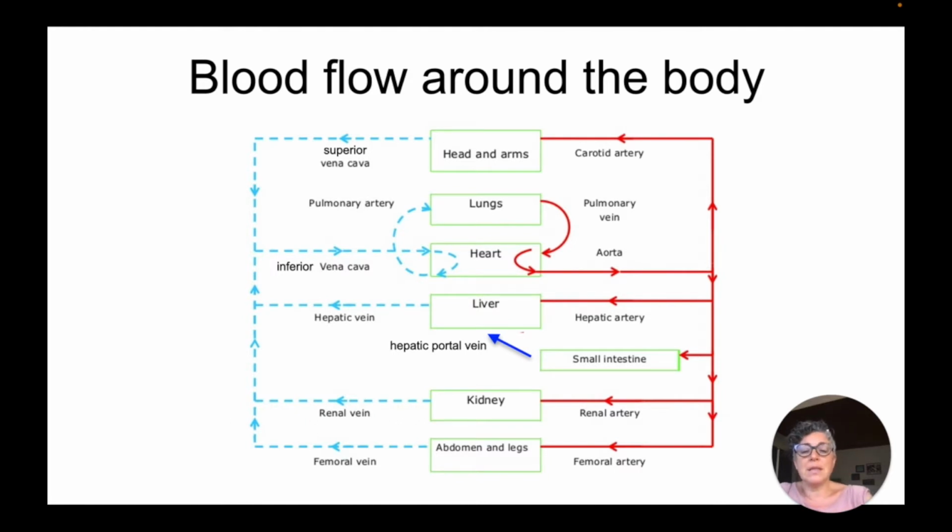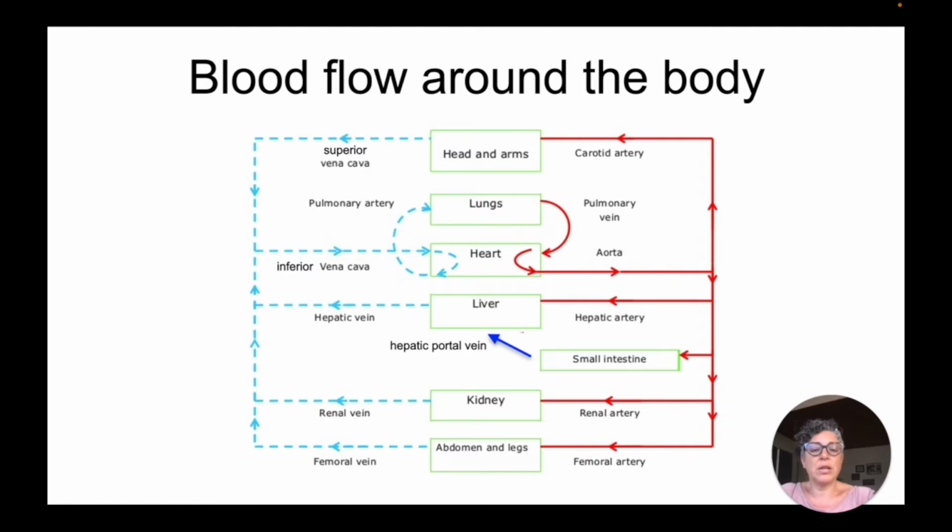So we can see that we have the vessels in blue to show deoxygenated blood is moving through those vessels, and we have the red, which is showing that oxygenated blood is moving through those vessels. So you can see that what would be considered the right side of the heart has the deoxygenated blood vessels, and the left side of the heart has the oxygenated blood vessels.